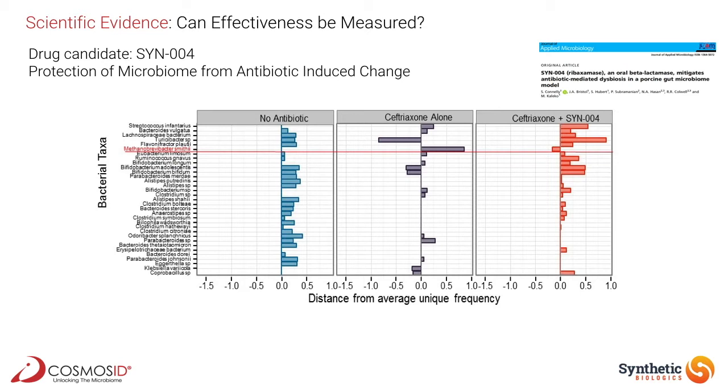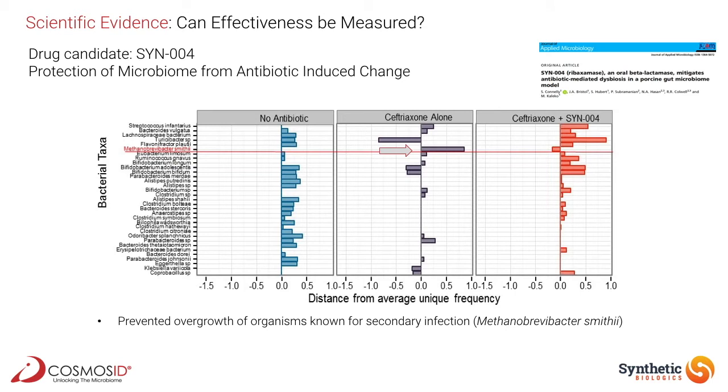What you see in this chart are essentially microbiome profiles, and you see 3 different experimental groups or cohorts. On the left-hand side, you see the group that was the control group, and you see a healthy microbiome composition. In the middle, you see the group that was treated with ceftriaxone, in this case, an IV antibiotic. And on the right-hand side, you see the group that was treated with the antibiotic plus the experimental microbiome protection drug candidate. And the results were rather striking.